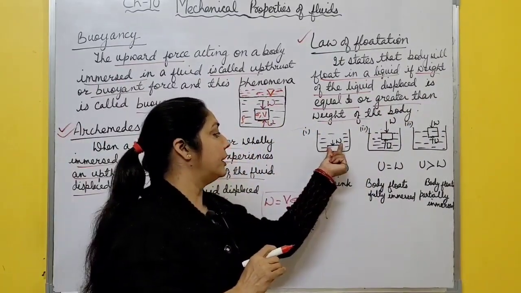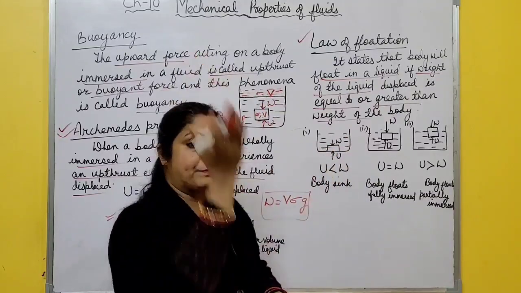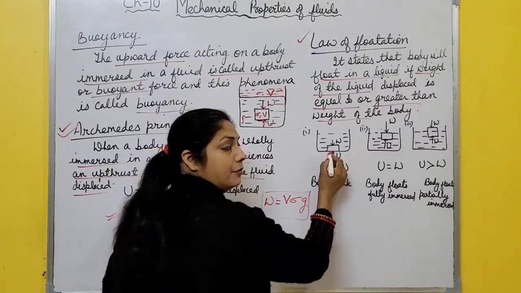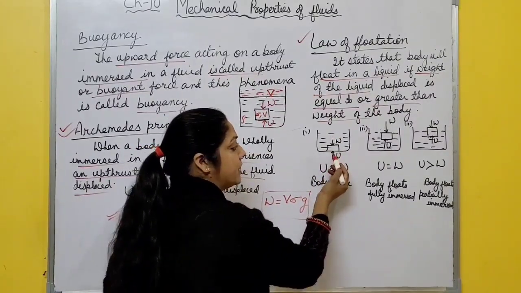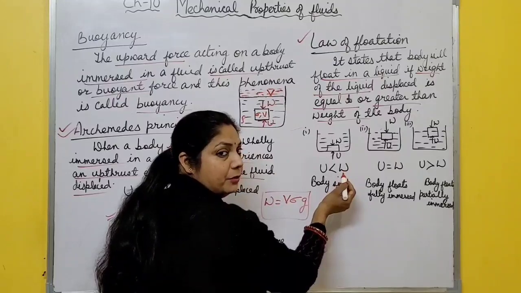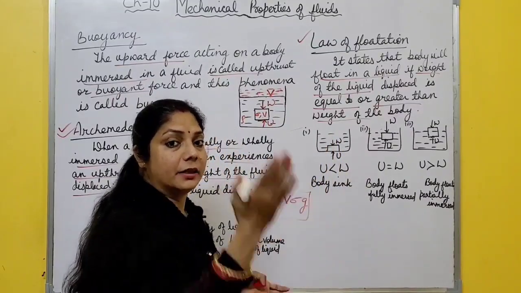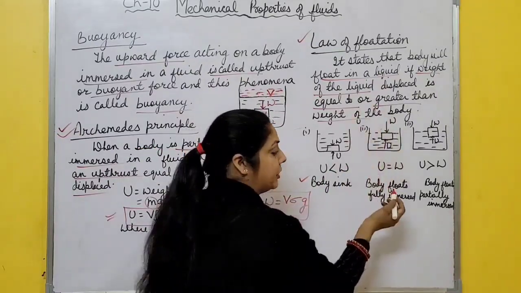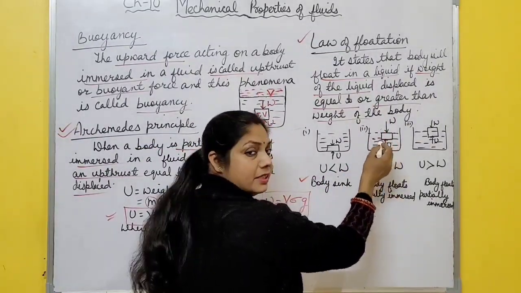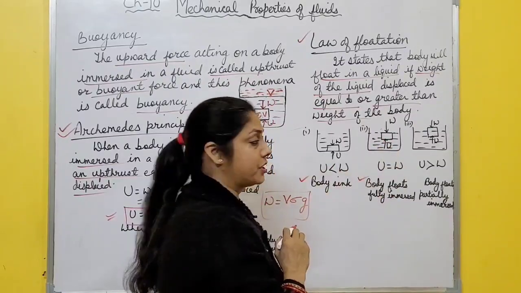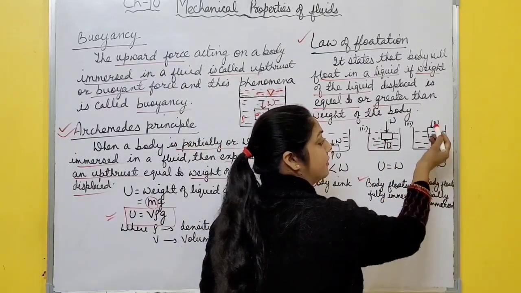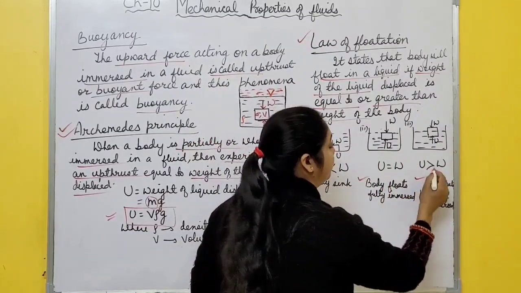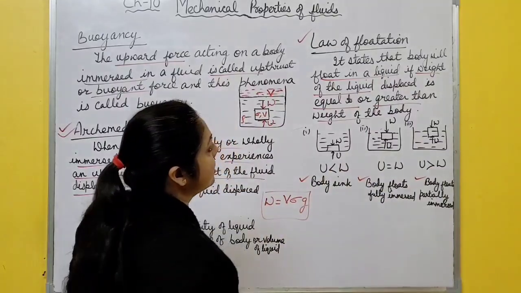If the weight of the body is equal to or greater than that upthrust, then what happens? Upthrust is always acting in the upward direction and weight in the downward direction. If this upthrust is less than the weight of the body, it means the weight of the body is greater, then the body will sink. If this upthrust is equal to the weight of the body and it is fully immersed in this fluid, then the body floats. If this upthrust is greater than the weight of the body, it means the body is partially immersed and floats. So these are different conditions, and this is the law of flotation.